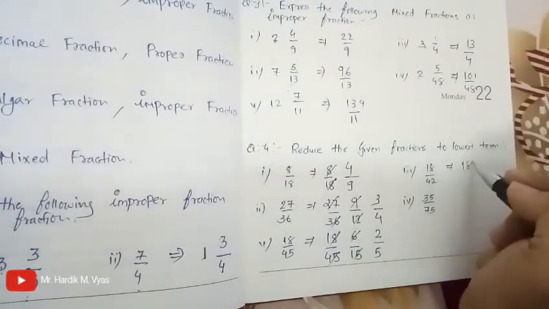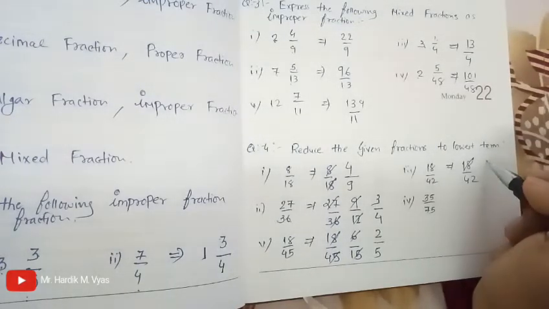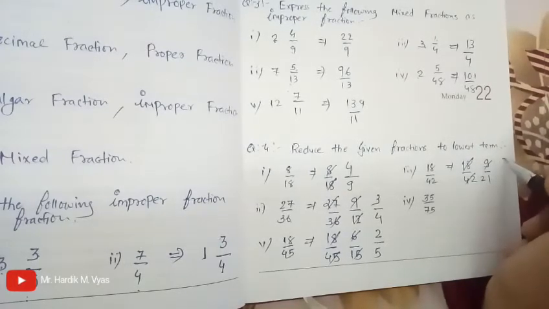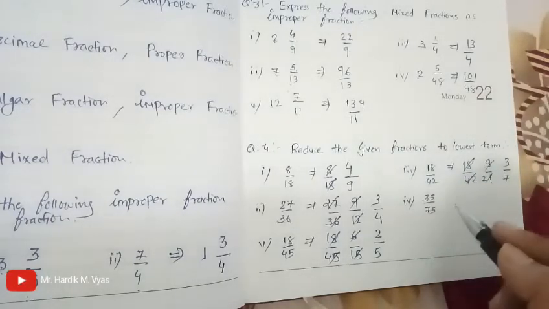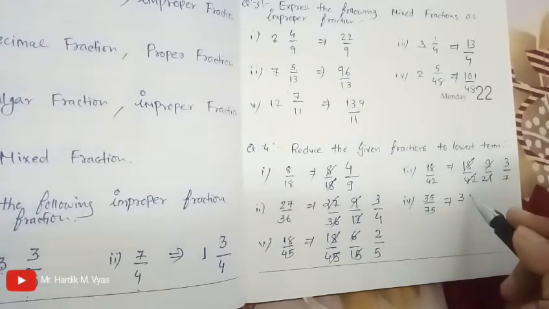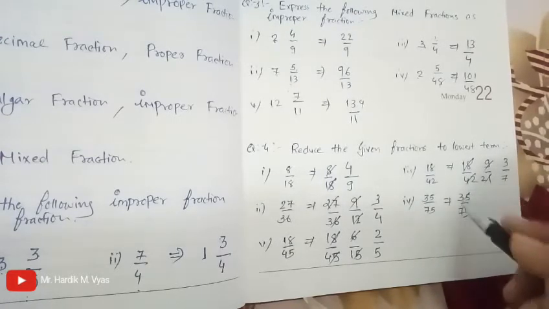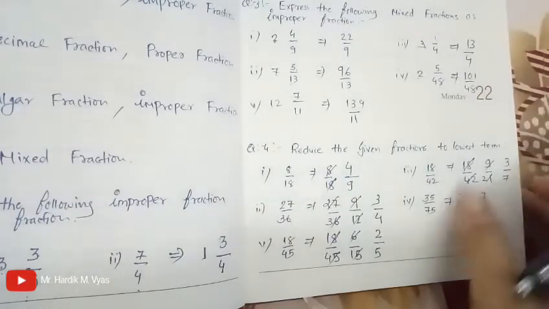Next thing, 18 by 42. You can start with 2, 2 9s are 18, 2 21s are 42, 3 3s are 9, 3 7s are 21. So the final answer is 3 upon 7. Next thing, 35 upon 75. It will be cut from 5, 5 7s are 35, ठीक है, 15 5s are 75. तो 7 upon 15, that is the final answer.